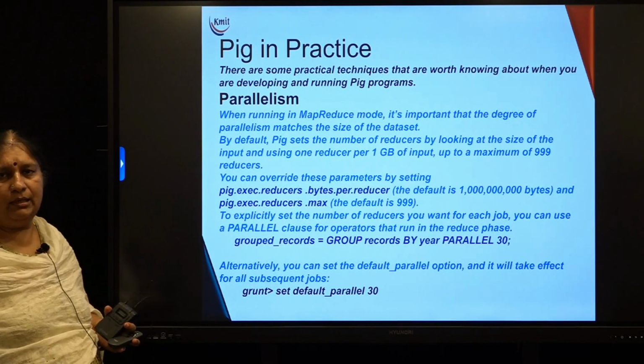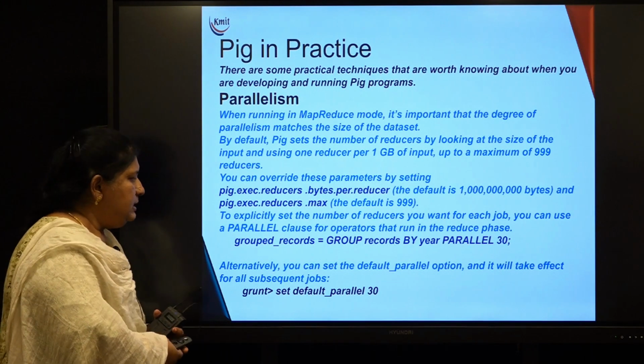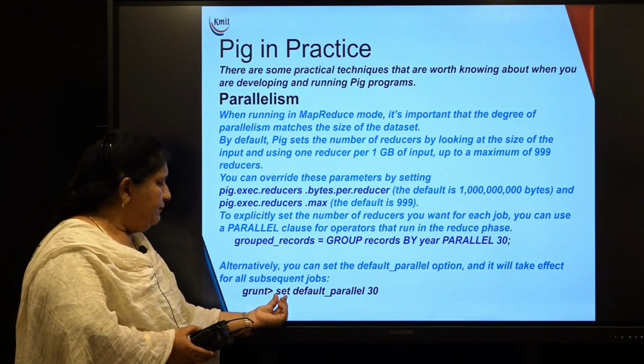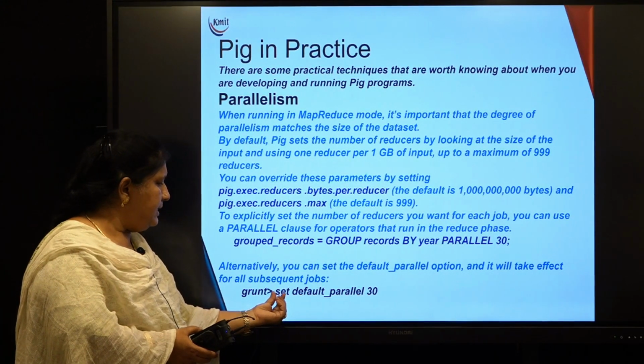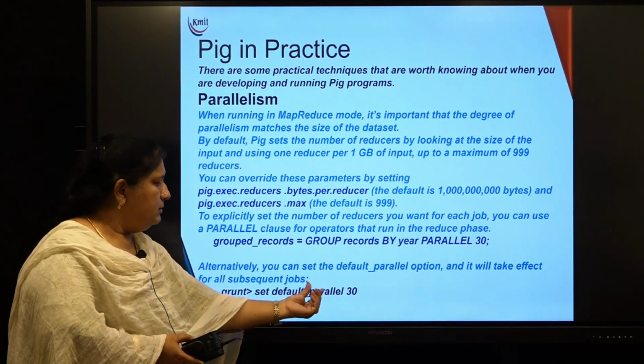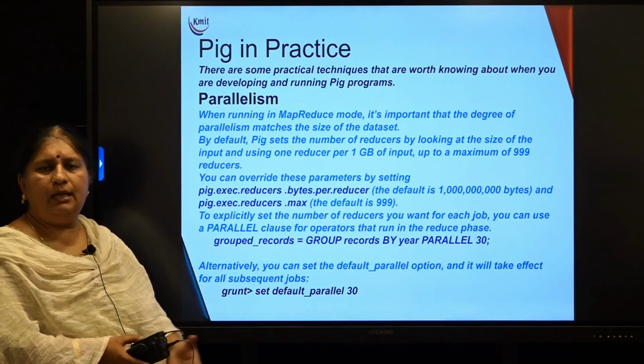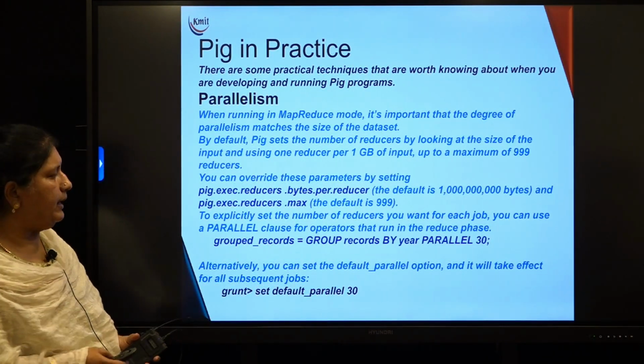If you have less data than 1 GB but still want more reducers, you can specify it with the parallel clause. Similarly, we can also set it using the set operator, an environment variable: set default_parallel 30. After this, every time 30 reducers will be working in parallel.